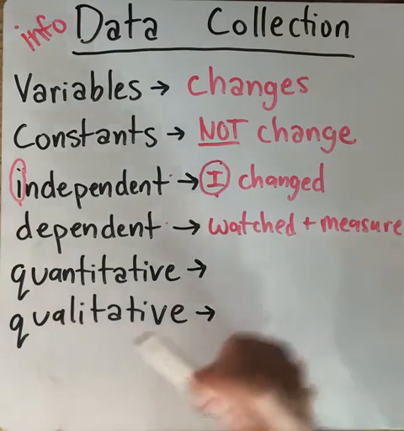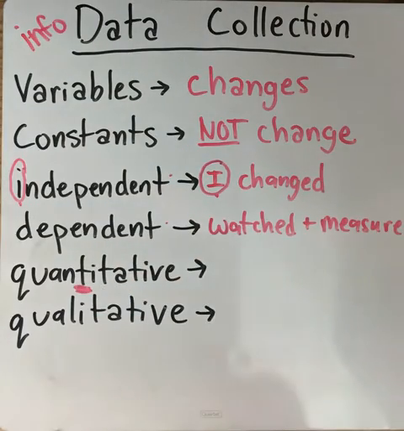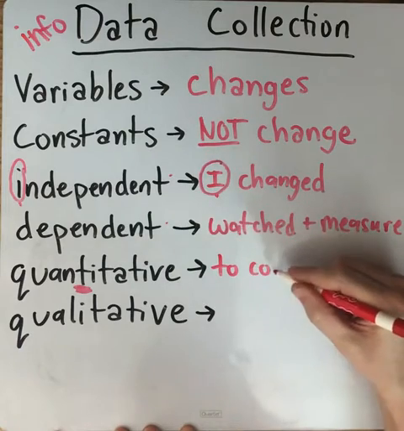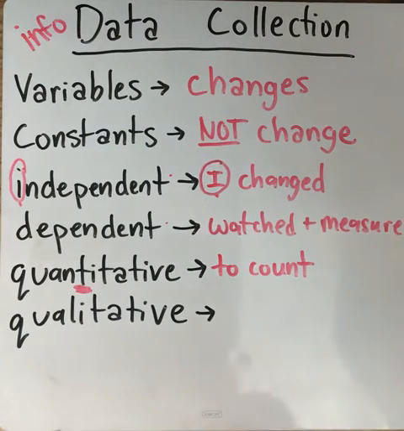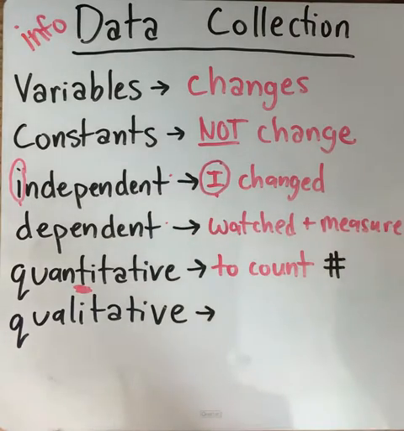The word quantitative, notice there's a T here. It comes from the word quantity, and it literally means to count. So any variable that you can count or measure with a number, so I'm going to put the symbol here for number, is a quantitative variable. Your age is quantitative. We give it a number. Your height, your weight, these are all quantitative.